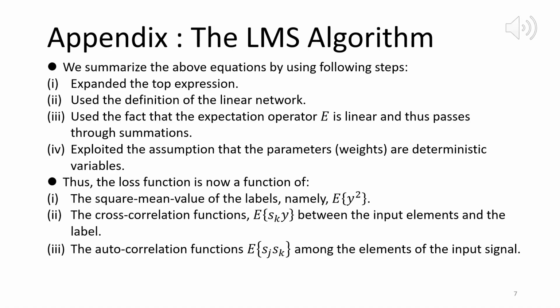We summarize the above equations by using the following steps. 1. Expand the first L2 norm square equation. 2. Use the definition of the linear network. 3. Use the fact that the expectation operator E is linear and thus passes through summations. As a result, the loss function is now a function of 1. The square mean value of the labels, namely, the expectation of y square. 2. The cross-correlation functions between the input elements and the label, that is, the expectation of S_k times y for all k. 3. The autocorrelation functions among the elements of the input signal, that is, the expectation of S_j times S_k for all j and k.